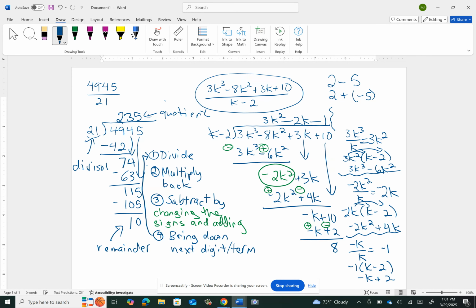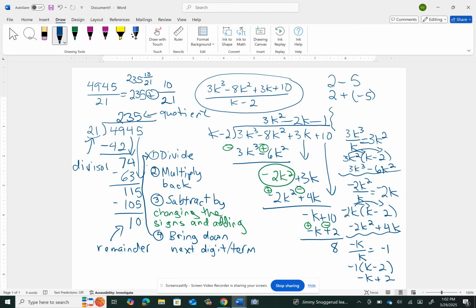So that original problem we had, 4,945 over 21, okay, that is an improper fraction, and it's equivalent to the quotient plus the remainder over the divisor. It's just we typically leave that out when it's numerical, and what we do is we just write 235. We say and 10/21, but we don't write it. Okay, so that's the long division process.